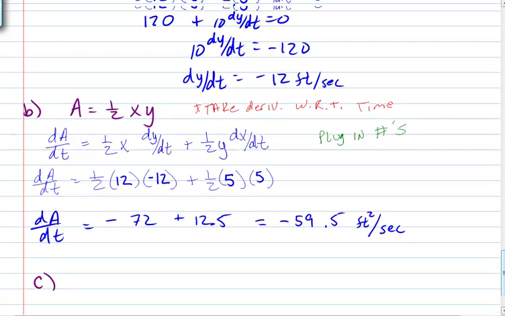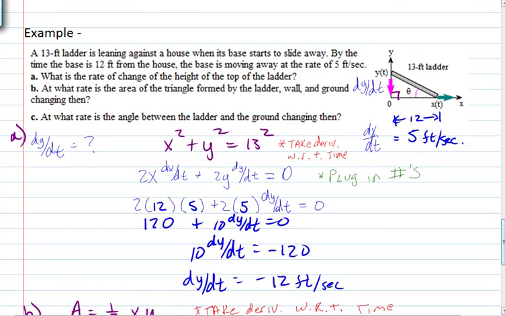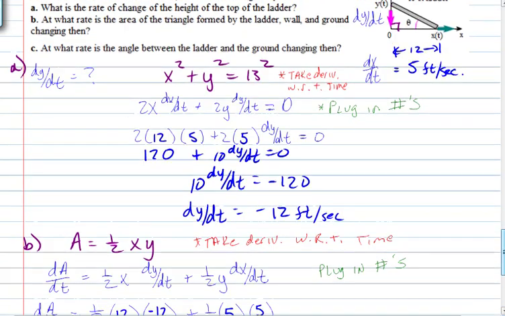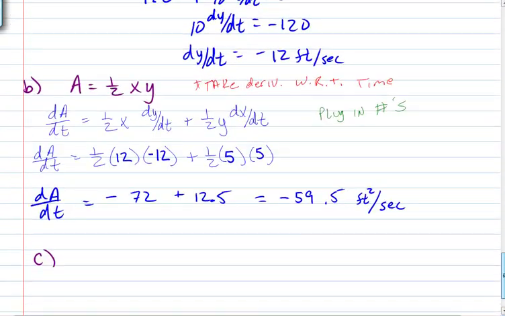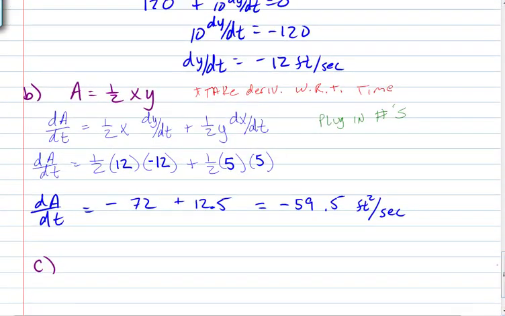Part C says, at what rate is the angle between the ladder and the ground changing? Now we're going to use our trig. I'm going to draw a picture here. Here's theta. This is x, this is y, this is 13.